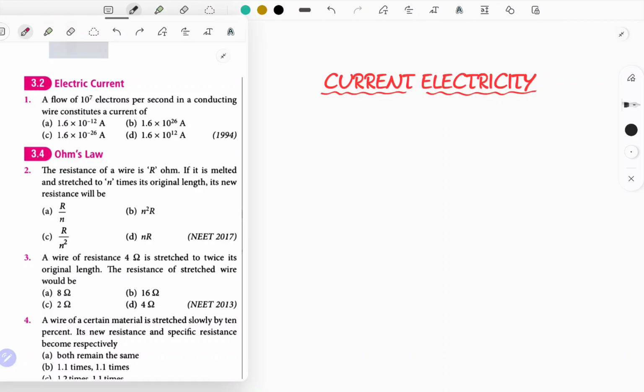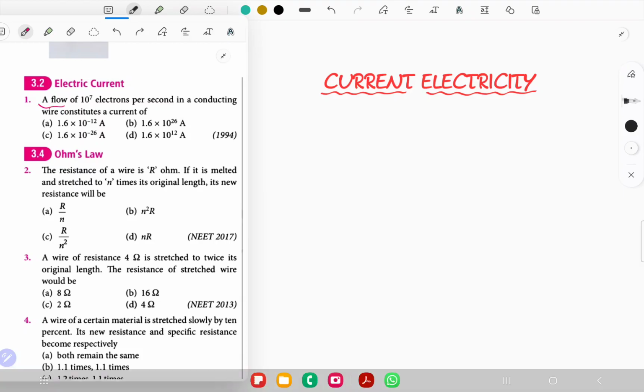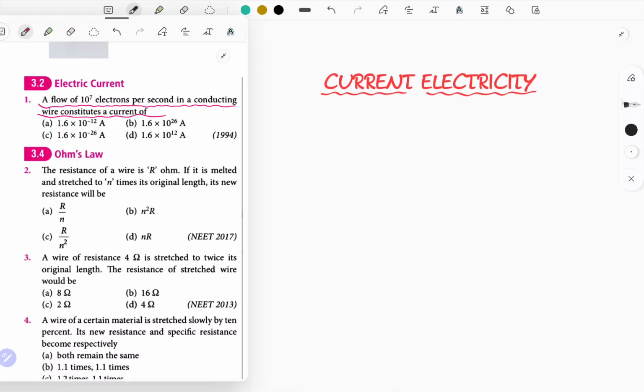So the very first question is based on electric current. A flow of 10 power 7 electrons per second in a conducting wire constitutes a current. In the question they have given the number of electrons per second, that means n by t is given.